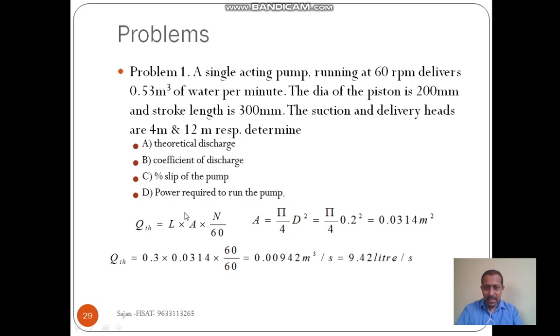As we know, the theoretical discharge equation is Q theoretical equal to A L N by 60. The area is pi by 4 d square, since it is a cross section area. Since the diameter of the piston is given as 200 mm, we converted it into meter, so that we got 0.0314 meter square. So Q theoretical we got as 0.00942 meter cube per second. Then we converted it to liters per second by multiplying by 1000.